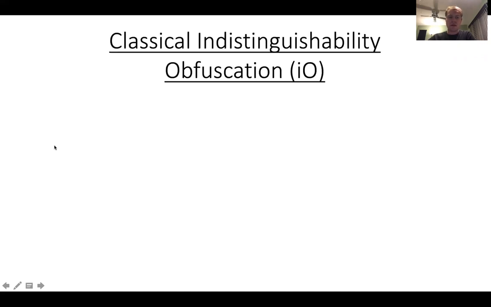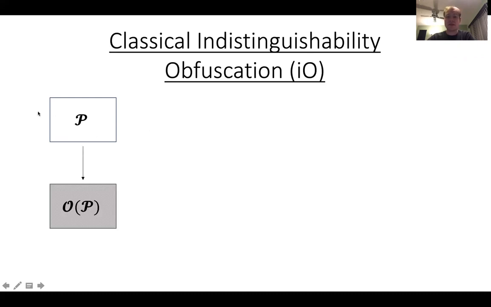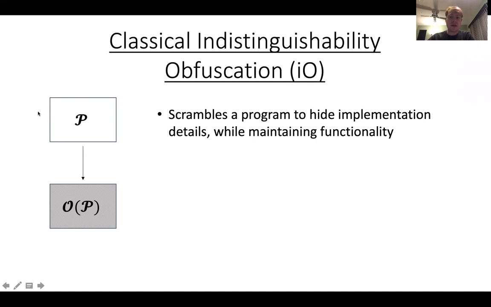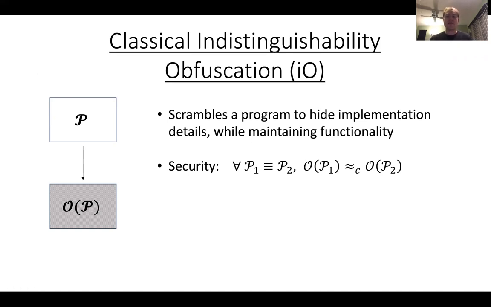First, I'll share some background on the notion of indistinguishability obfuscation, or IO, for classical circuits. An obfuscator is a compiler that takes as input a description of a computer program. For now, think of it as a classical program, and it outputs an obfuscated program. The point of obfuscation is to scramble a program to hide its implementation details while maintaining the functionality of the program.